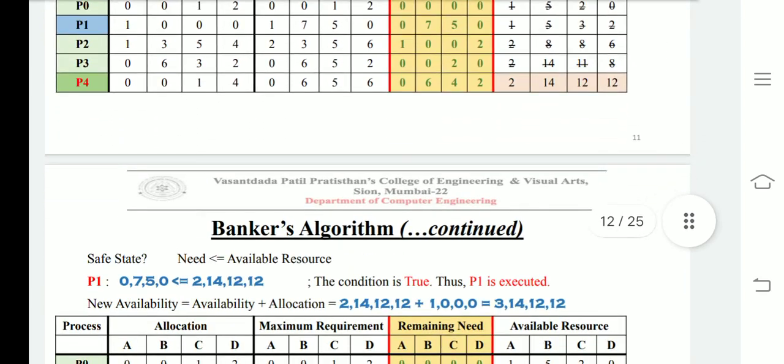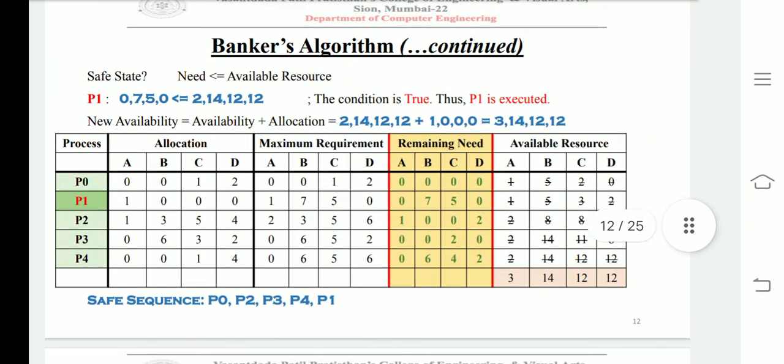So now we will check the condition for P1. Again we will use the same formula: need is smaller than or equal to available resource. Yes, the condition is true for P1. Now we will execute P1, and after that we need to update the value. So our updated value will be 3, 14, 12, 12. So this is our final available resource.